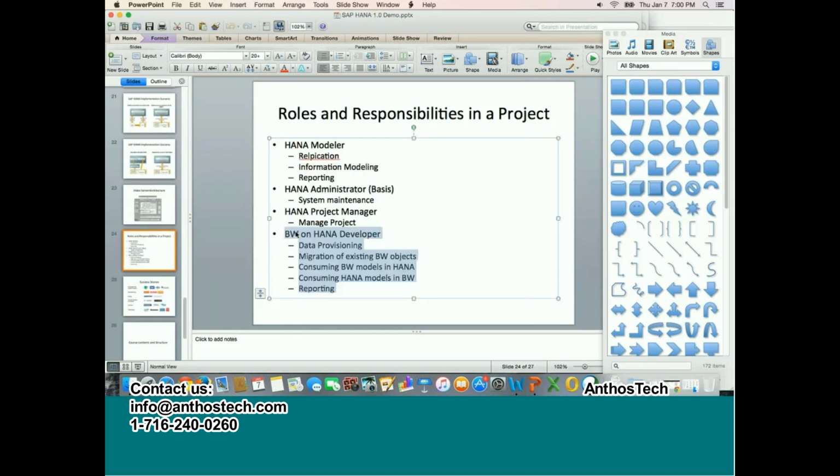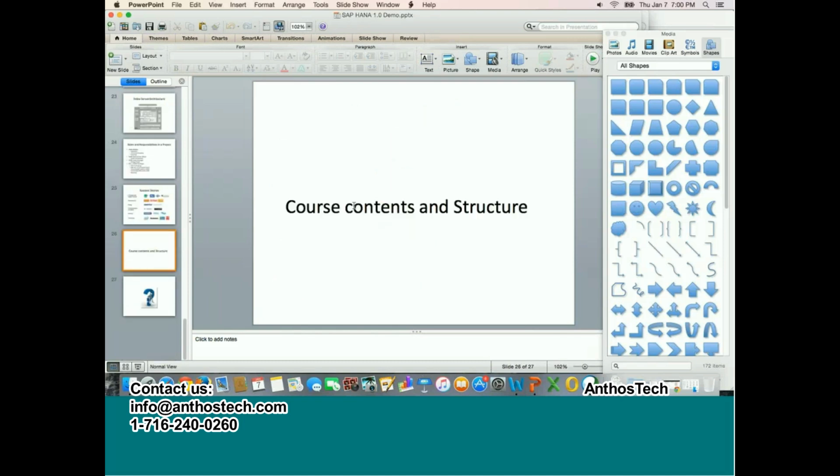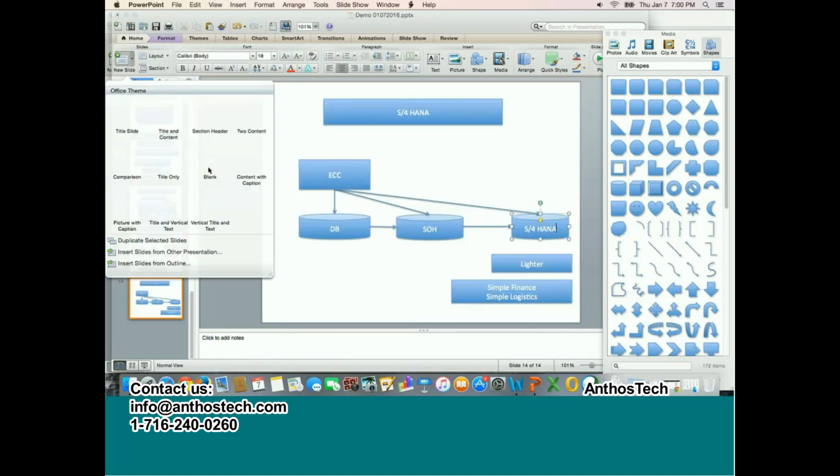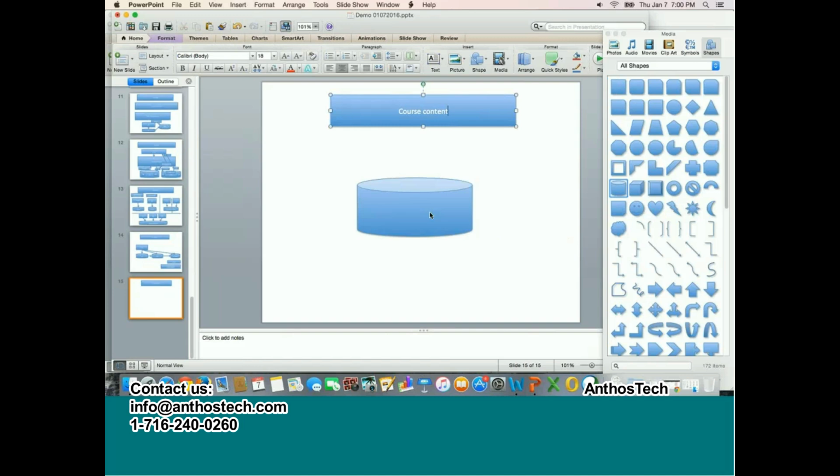Okay. So these are the roles and responsibilities. Some success stories, which I don't want to go into in detail. Course contents and structure. Basically, there are three parts that I'm going to cover. Course content. So whenever there is HANA, there are three parts to it.